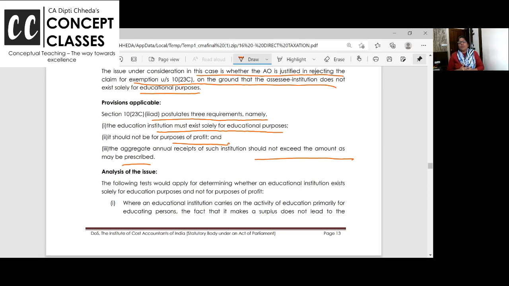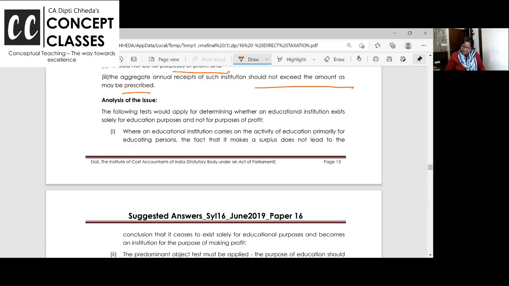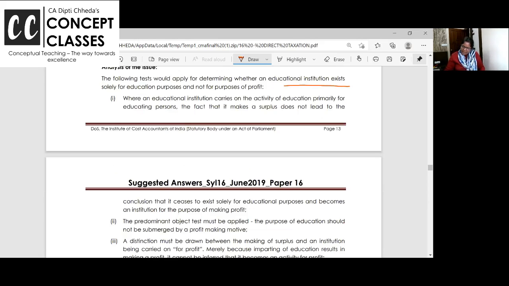Schools and colleges are working for educational purpose and they are not supposed to make profit. The following test would be applied in determining whether an educational institute existed solely for profit or how. Okay? Where an educational institute carries on the activity of education primarily, the fact that it makes surplus does not lead to the conclusion that it does not exist solely for education. Profit doesn't mean that you're not working with the educational motive. Working with educational motive also you can make profit.